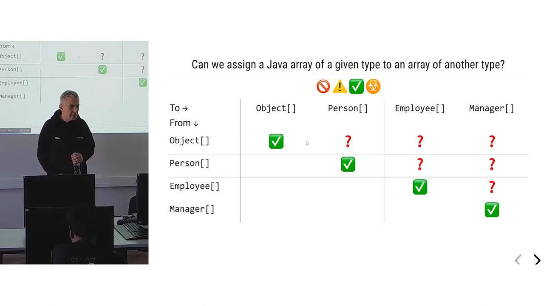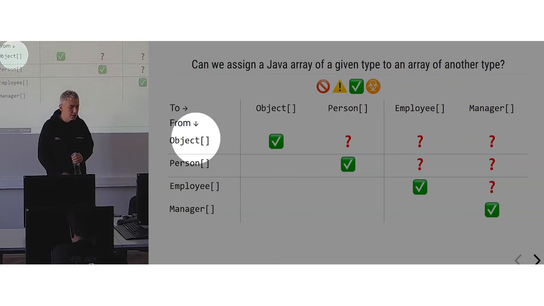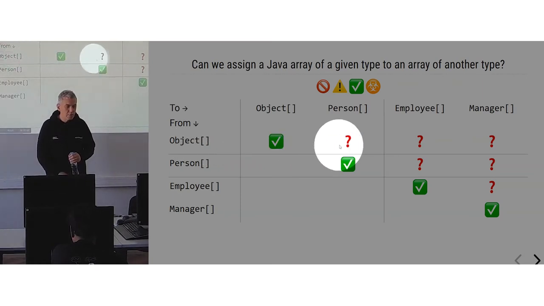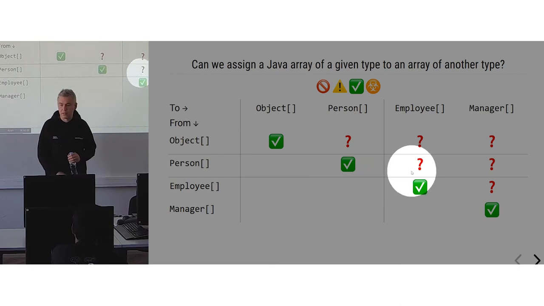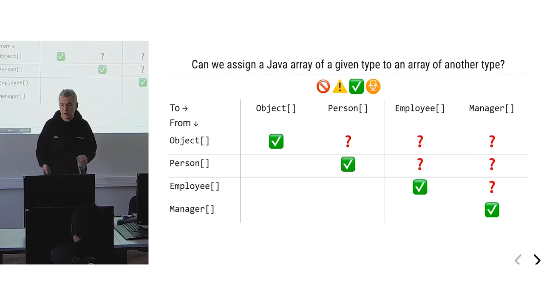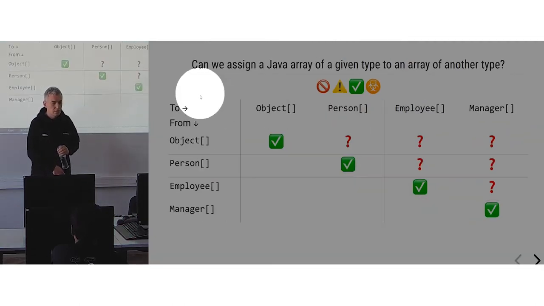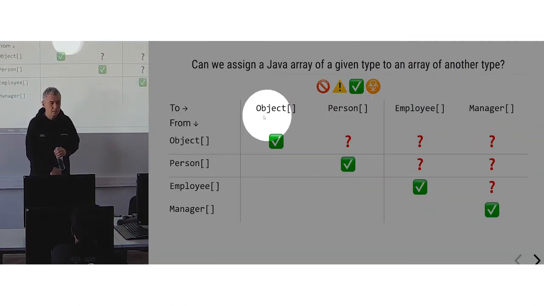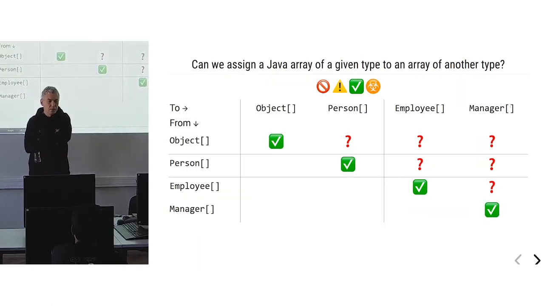What do you think? Can we assign an array of object to an array of person? Or an array of person to an array of employee? See, it's from, it's to. It will always be the same throughout the lecture. In the rows it's from, in the columns it's to. So is it valid to assign an array of object to an array of person?